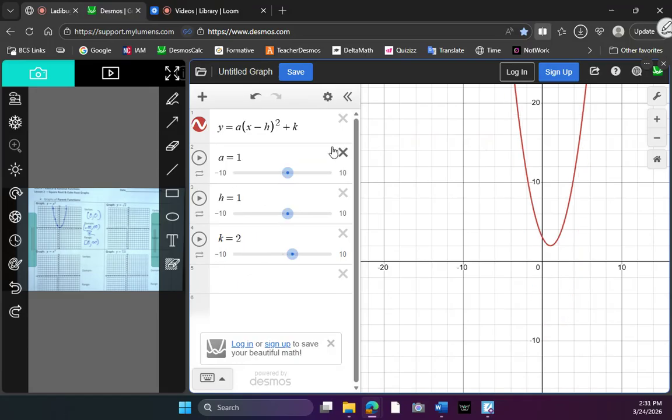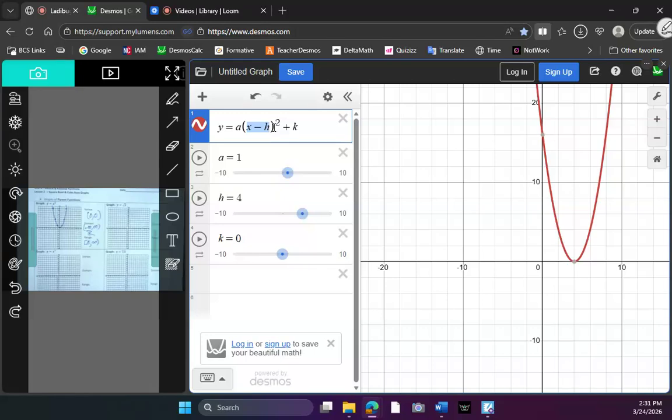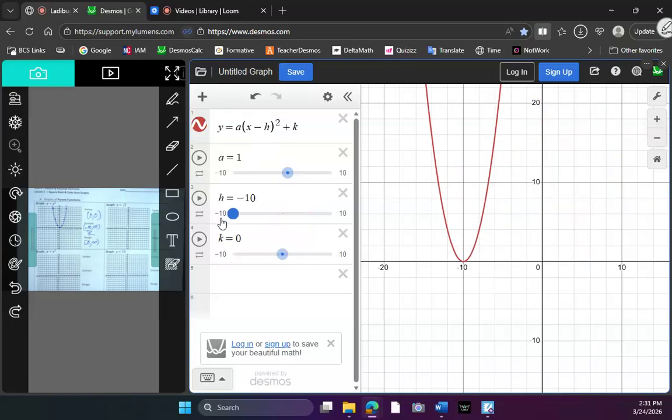With the h, remember that is the opposite. So let me put this at 0, hopefully. There we go. If I move it to 3.7 or 4, we'll say, that's a positive 4, but that would be x minus 4. So it is the opposite there. Same thing if I move it this way, like negative 10. That would be x minus a negative 10, and we would see that as a plus 10. But that moves us to the left.